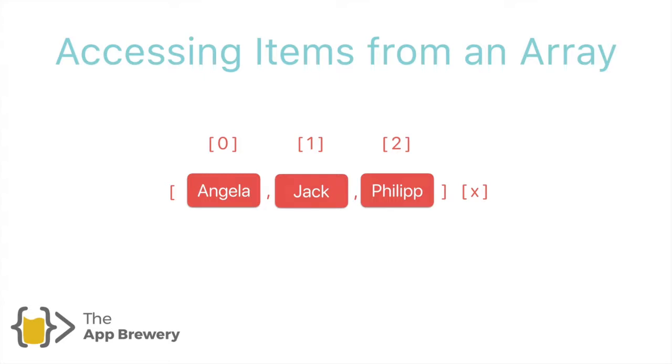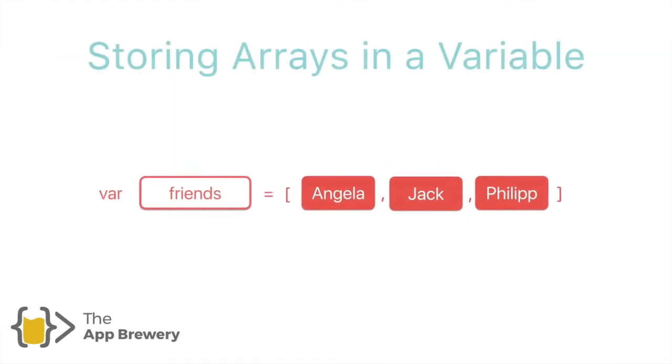So just as we can store other pieces of data, such as numbers or text, in a variable, an array is just like any other piece of data, and it too can be stored inside a variable. Let's say that we had a variable called friends. We can assign it the value of our array. So now when we want to access this array, we can refer to that reference called friends.